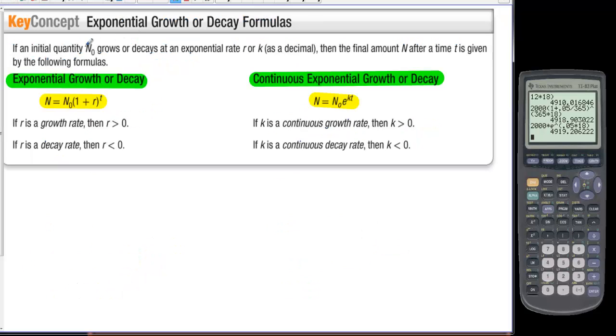Exponential growth or decay formulas. If an initial quantity n sub 0 grows or decays at an exponential rate r or k as a decimal, then the final amount n after time t is given by the following formulas. Exponential growth or decay: n equals n sub 0 times (1 plus r) to the t. If r is a growth rate, then r is greater than 0. If r is a decay rate, then r is less than 0. Continuous exponential growth or decay is that PERT formula again.